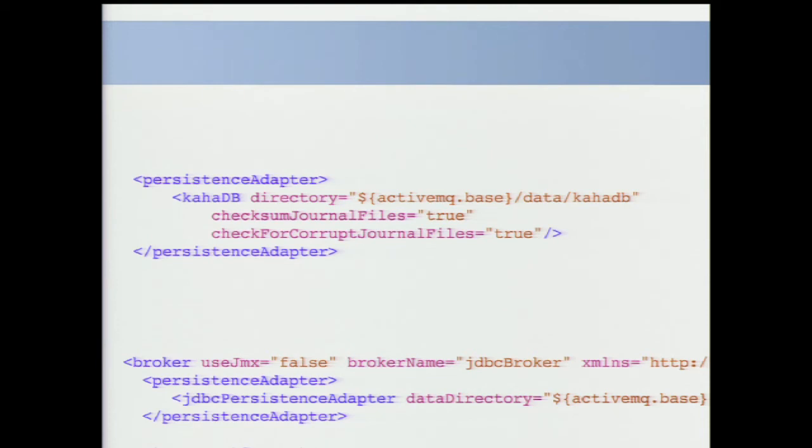Sure, it sounds that simple, right? It really is. One of the other things that's important is checking for corrupt journal files so that in case something happens when it shuts down, it'll correct those journal files. Older versions of ActiveMQ actually had an issue with that.